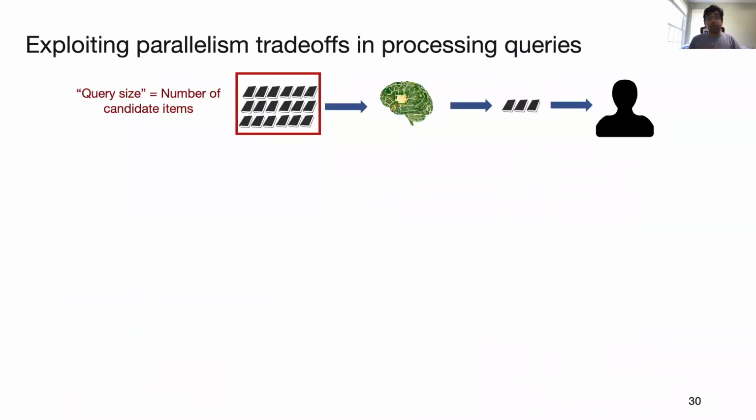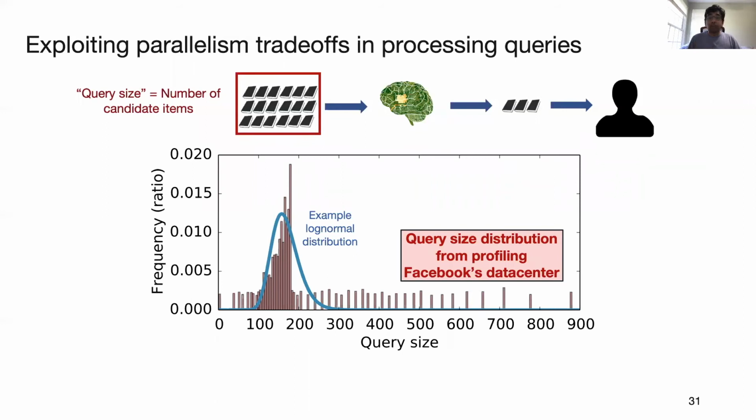In fact, when studying production recommendation services in Facebook's data centers, we found that the distribution of query sizes is an important factor in system optimization. Note that here, the query size, or the working set size of inference requests, refers to the total number of candidate items to be ranked. Here in red, we show the histogram of query sizes in Facebook's data center. We find that the query sizes have a long, heavy tail distribution, even in comparison to log normal distributions shown in blue over here. More generally, we find that optimizing for different query size distributions is crucial for system design.